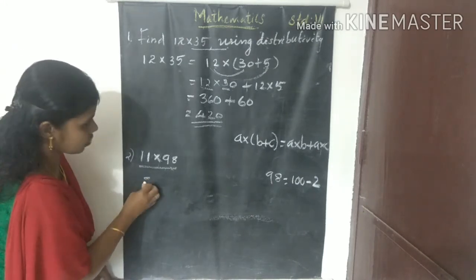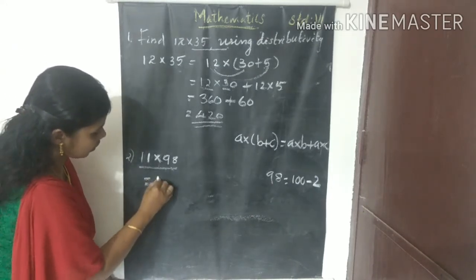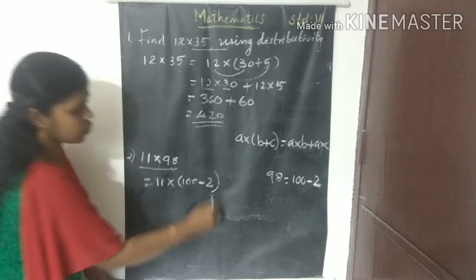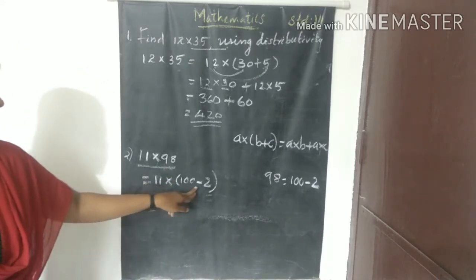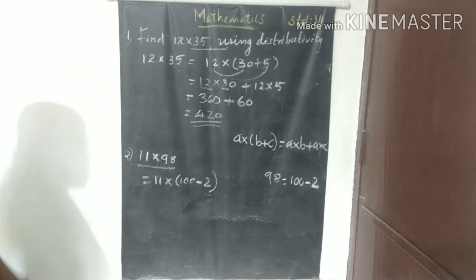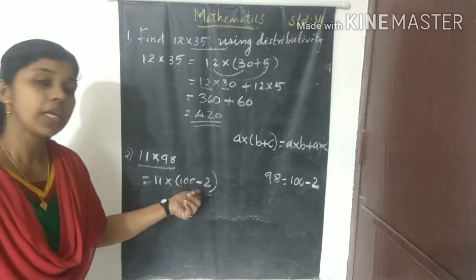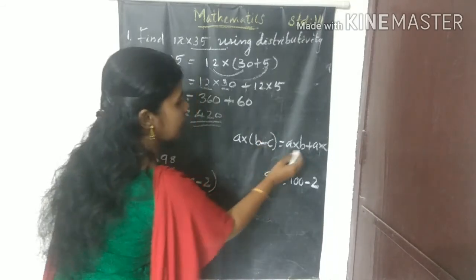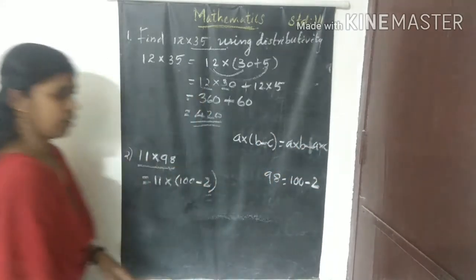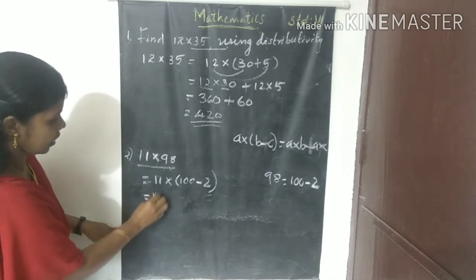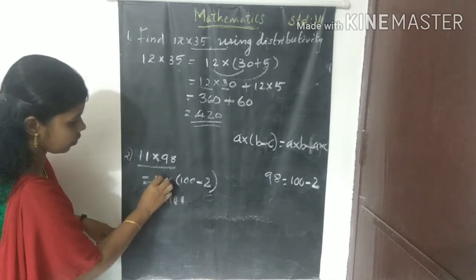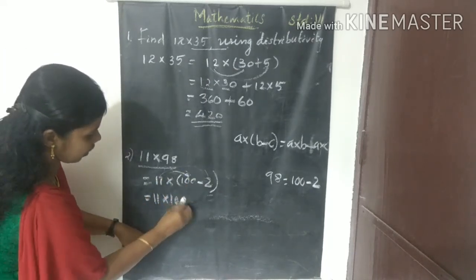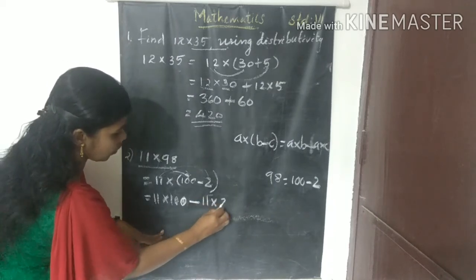So it is written as 11 into (100 minus 2). 98 is written as 100 minus 2. Yes, what is our distributive property? Distributive property of multiplication over subtraction. Here the subtraction symbol comes. So it is written as 11 into 100 minus 11 into 2.